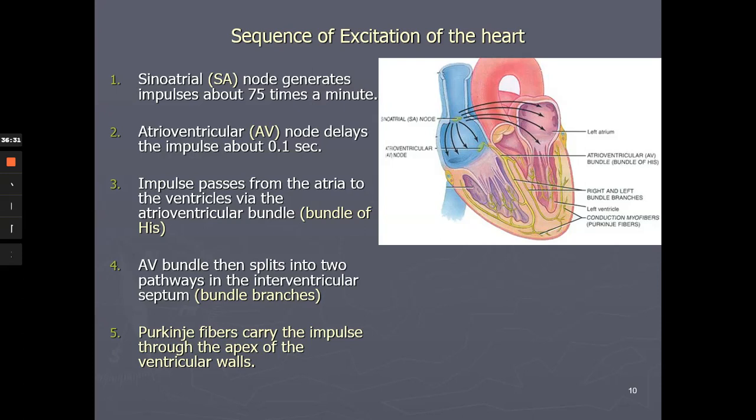Okay, so the sequence of excitation in the heart. This describes the predictable path by which the pacemaker cells send out action potentials and excite neighboring cells. This excitation is going to lead to a muscle contraction. This is the process by which that happens, and I have those numbered. As we go through these, I'm going to point out on a picture what's going on. Number one, the sinoatrial node, SA node, generates impulses about 75 times a minute. All of those cells, look at the cursor, are going to depolarize, and that will, in turn, depolarize the neighboring cells.